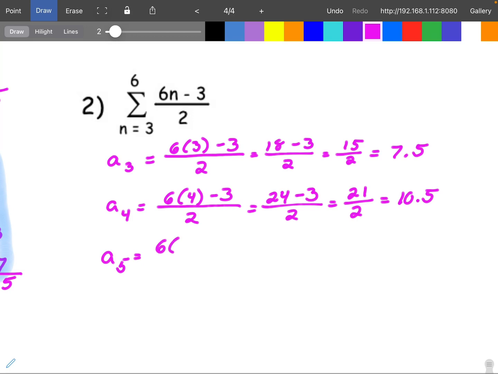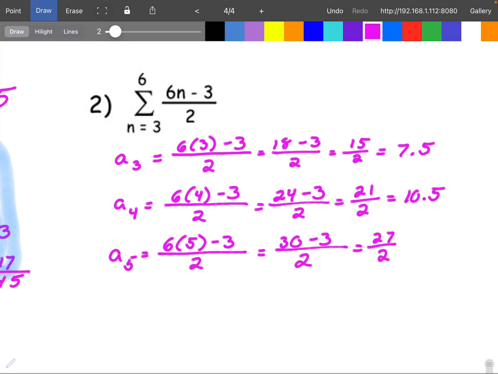Now we need to find a sub 5. So n is now 5, so 6 times n, which is 5, minus 3, all over 2. 6 times 5 is 30. Still have to subtract the 3. Still all over 2. Then 30 minus 3 is 27. Still divided by 2. And then 27 divided by 2 is 13.5. Okay, so we have a sub 5.